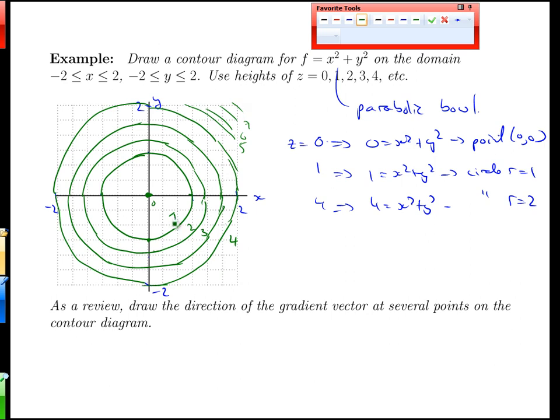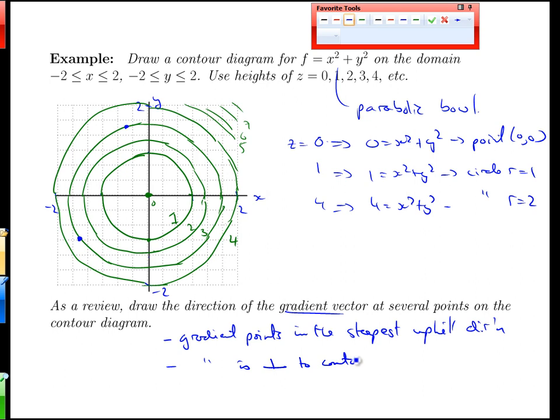So we draw the contour diagram, and before we get to the questions of optimization, let's just flash back to a topic we haven't seen in a little while. Draw the direction of the gradient vector at several points on the contour diagram. So let's pick a point here, and maybe a point over here somewhere. And remember what we know about the contours in relationship to the gradients. The gradient points in the steepest uphill direction. And in more detail, in relationship to the contour diagram, the gradient is perpendicular to the contour.